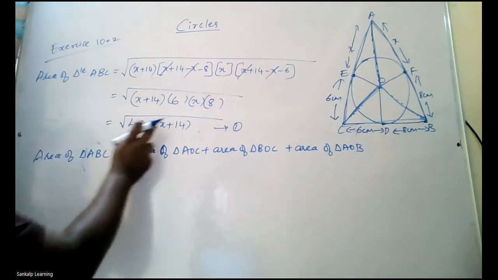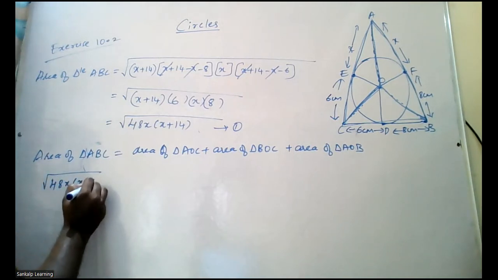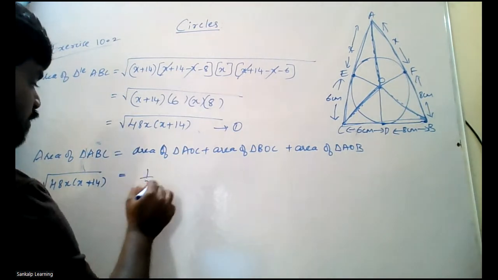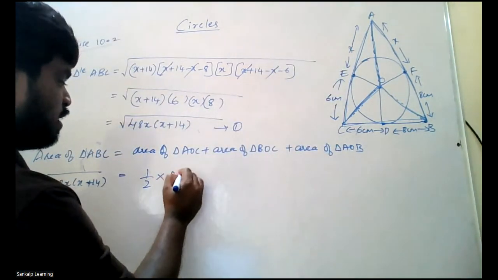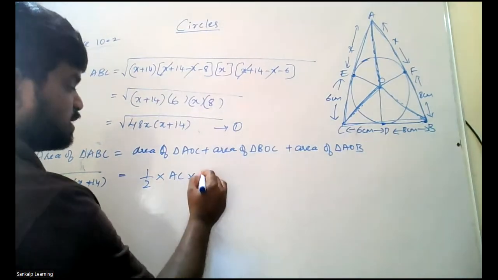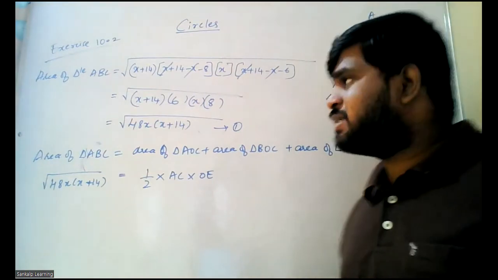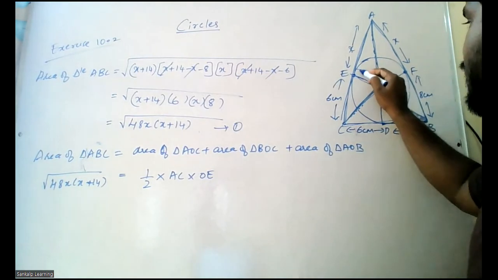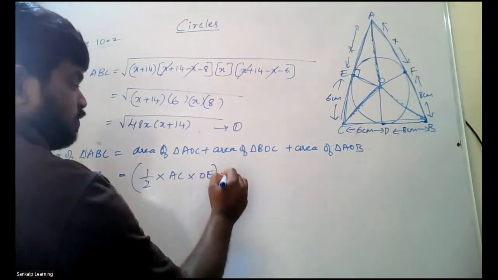Now the area of triangle ABC, just now we have found it as root of 48x into x plus 14. Let's substitute it. Now how do you find the area of a triangle? Half into base into height. For this triangle AOC, I'll take AC as the base. If AC is the base, OE acts as the height, because you can take any side as the base. The perpendicular line acts as the height. This is acting as height because here the angle is 90 degrees, because this is tangent and this is radius. The angle between radius and tangent is 90 degrees. So OE is the height of this triangle.